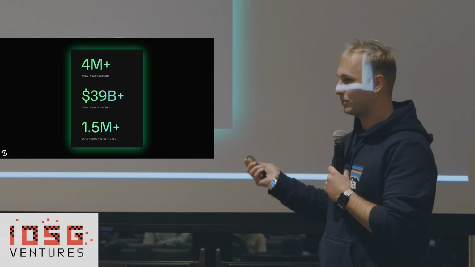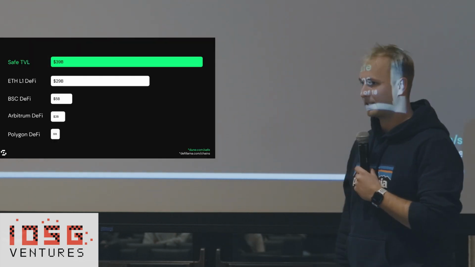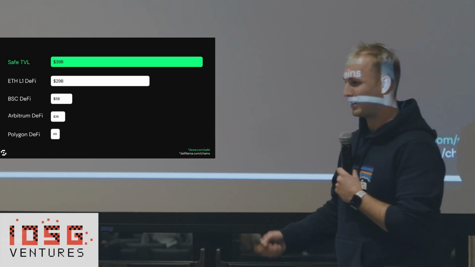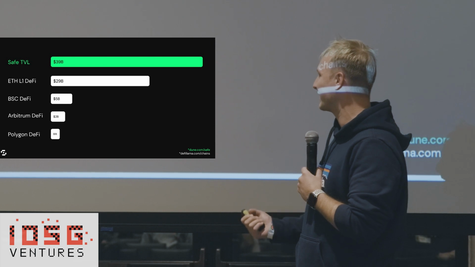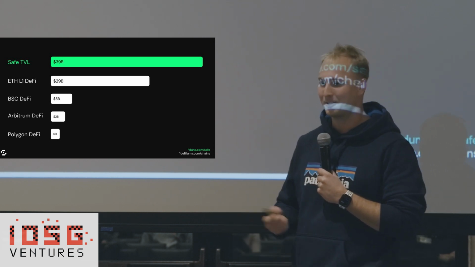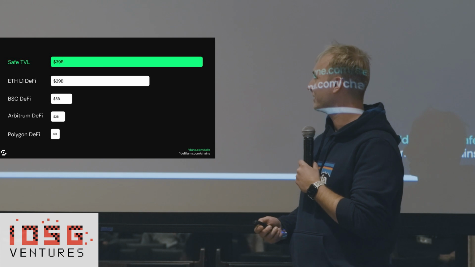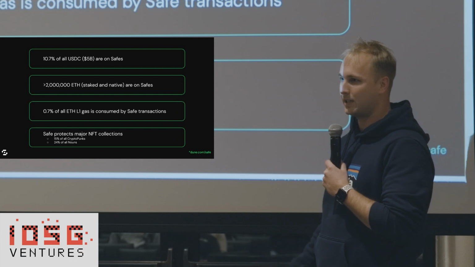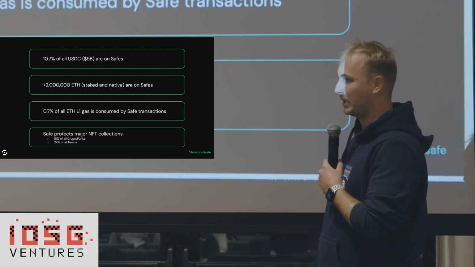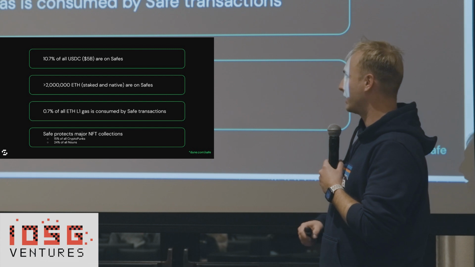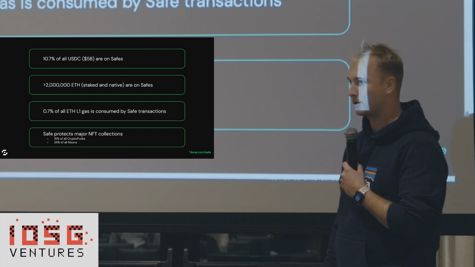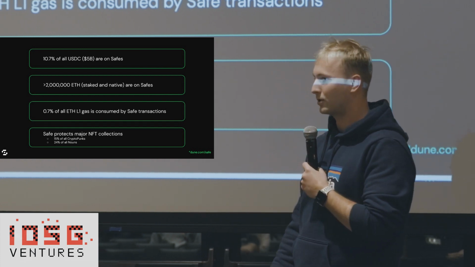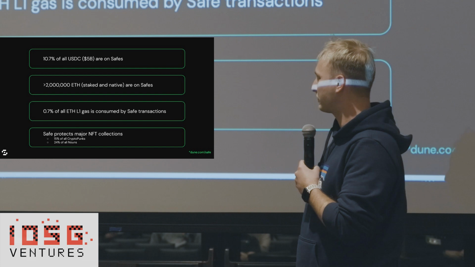And just to put this number into perspective, the amount of assets secured through Safe is bigger than the entire DeFi ecosystem together. Every DeFi application deployed on Ethereum, BSC, Arbitrum, Polygon, all of their TVL combined, is still smaller than Safe. And some other numbers that are just crazy. More than 10% of all USDC is on Safe. More than 2 million ETH is on Safe. Last week, almost 1% of all gas consumed on Ethereum Layer 1 was consumed through Safe transactions, and major NFT collections are by a big part secured through Safe.